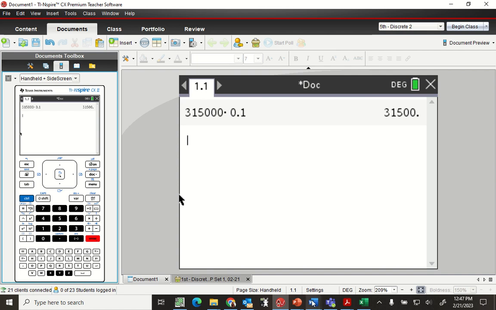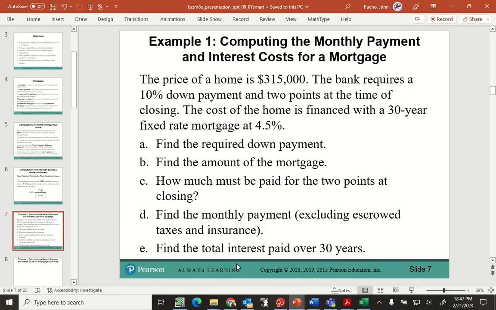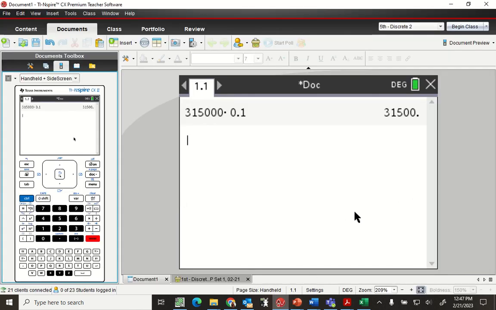Now for B, find the amount of the mortgage. Okay, so for the amount of the mortgage, I'm doing a down payment. So am I financing the whole $315,000? No, I'm not. Why? Because I just made a giant payment on it. Yes. Okay, so that's important. I don't want to have to finance that because I just made a payment. You don't want to pay for that twice.